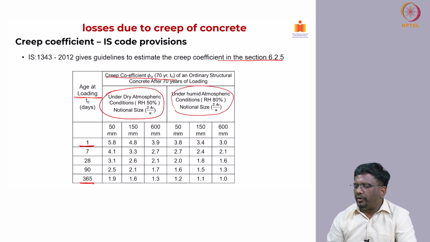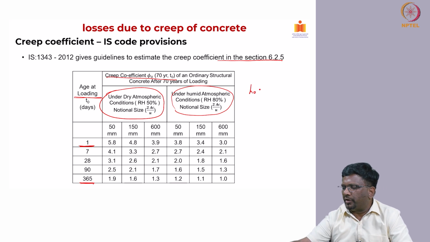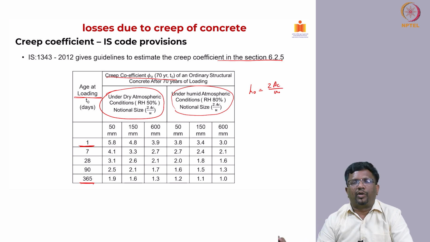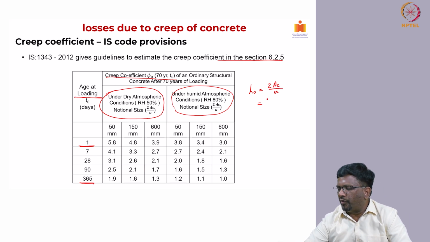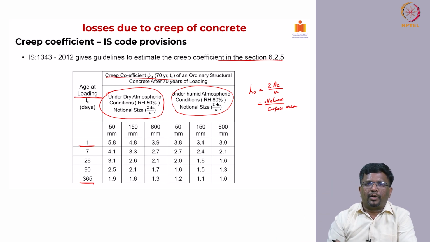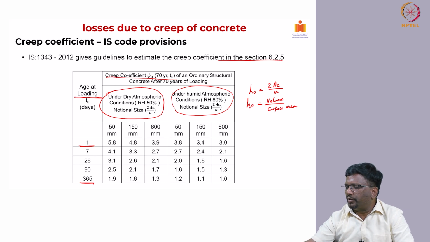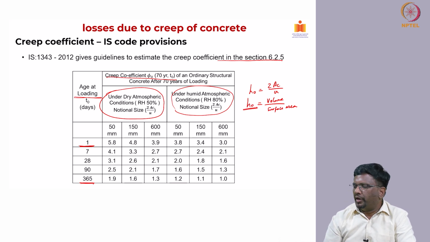There is one more factor called the notional size coefficient, which we typically call H0, which is given by 2 into Ac by u. In a way, it is a ratio of volume by surface area. If I take a unit length, volume will be the cross-section area multiplied by that length. Similarly, perimeter multiplied by the length will give me the surface area. So that's how we denote this notation. The notional size coefficient H0 is a function of the volume of concrete divided by the surface area that is exposed to the outside environment.